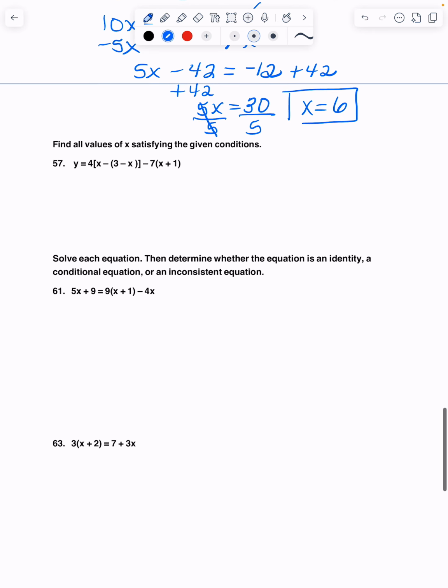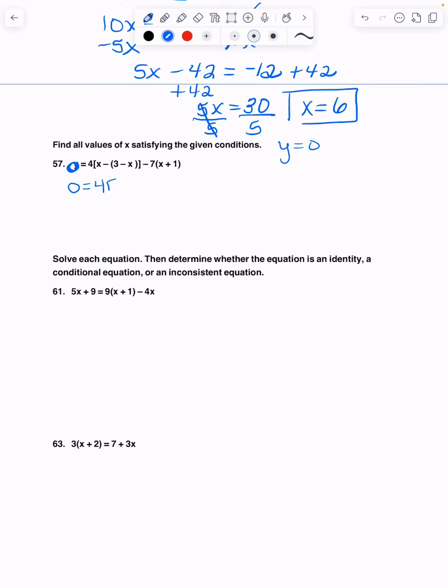Okay? The directions for 57 is a little bit different, and it says find all values of x satisfying the given equation, and it also tells me that y equals 0. I don't have a y1 and a y2 here, but it tells me that y equals 0. So what I'm really doing is I'm substituting wherever I see y. I'm substituting it in for 0. So basically you're setting the equation equal to 0.